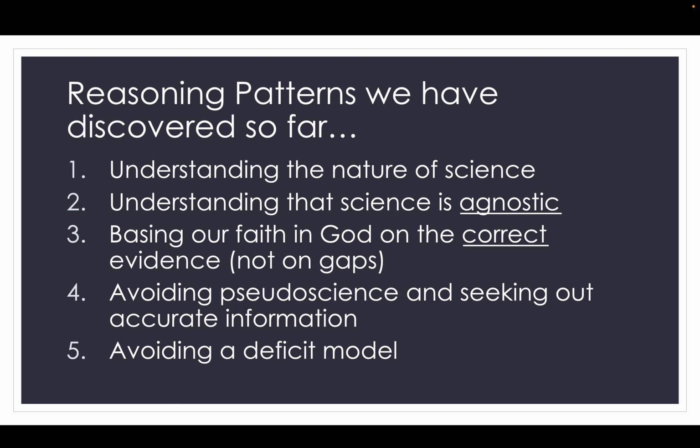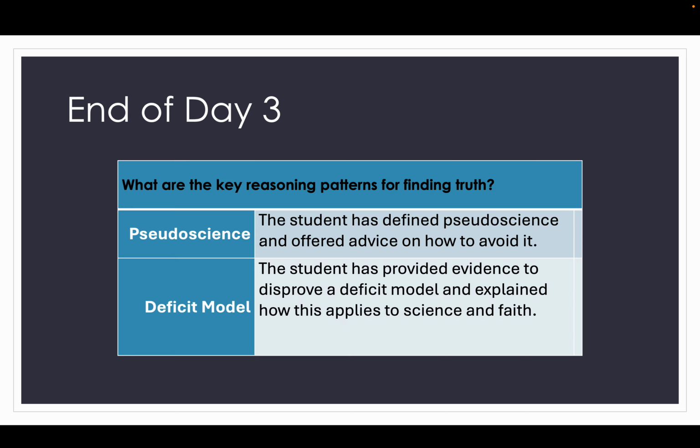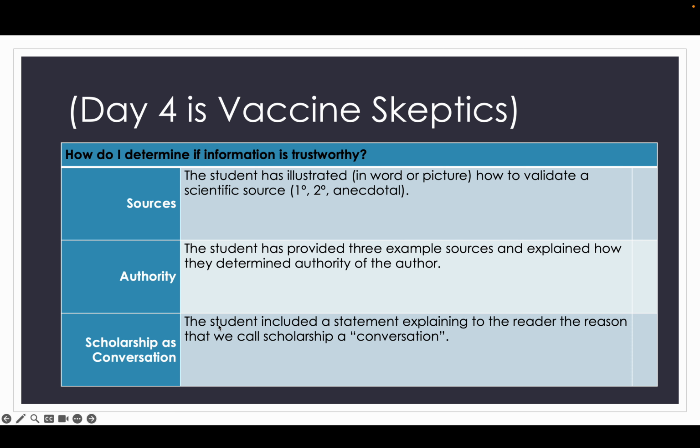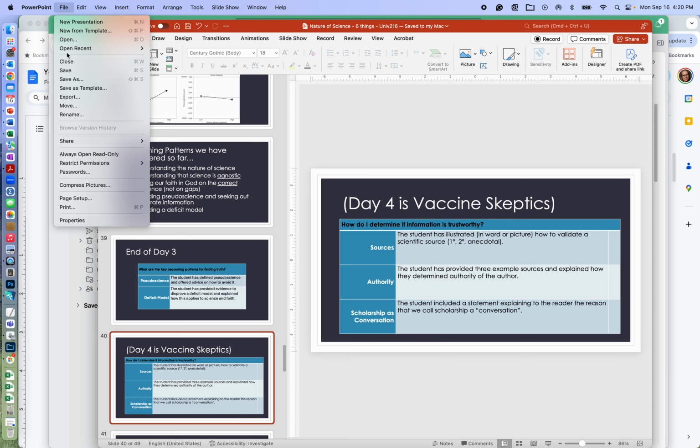Okay, so that was Wednesday's class. We'll go ahead and roll right into, and you had to do the pseudoscience and the deficit model. Friday's class, we did an activity called Vaccine Skeptics. These are the things that you're going to write about. And I'll give you the short of the vaccine skeptics.